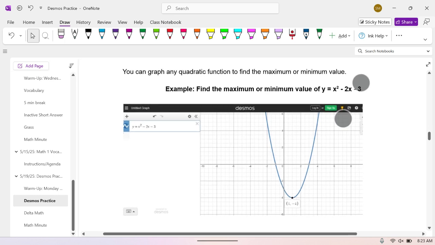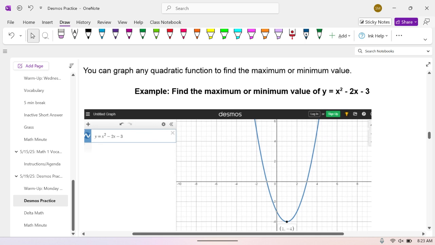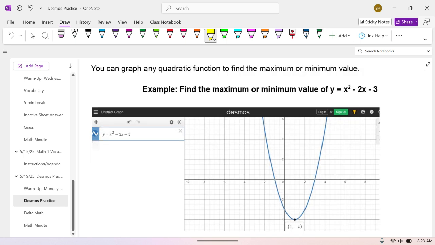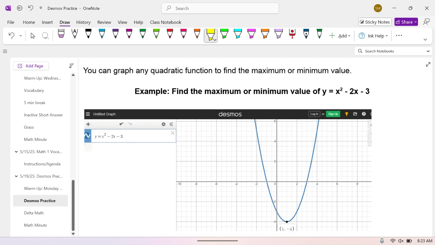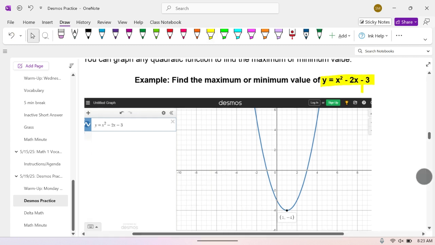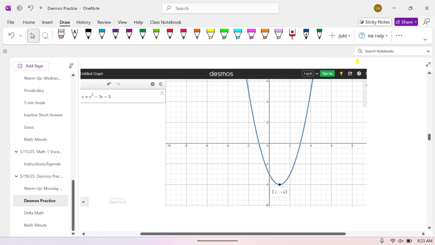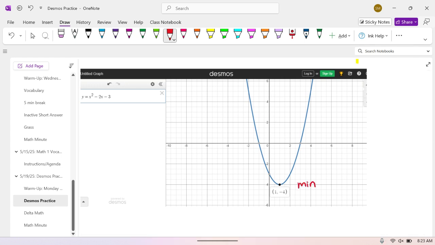So when you're finding the max and the min of a quadratic, again, it's going to be typically in a quadratic function. Exponential and linear graphs, you don't really have maxes and mins. It's really only quadratic functions. So this is the one that they graphed. Now, does this graph that they graphed here, is that going to be a maximum or a minimum? It's a minimum. So this is a min.